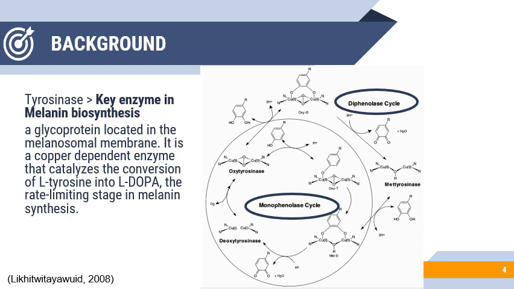It is a copper-dependent enzyme that catalyzes the conversion of L-tyrosine into L-dopa, the rate-limiting stage in melanin synthesis. Its function includes monophenolase and diphenolase activity. It is involved in the biosynthesis of melanin and catalyzes the ortho-hydroxylation of tyrosine or monophenol to dihydroxyphenylalanine or dopa, an O-diphenol, and the oxidation of dopa to dopaquinone or o-quinone. This o-quinone can then be transformed into melanin pigments through a series of enzymatic and non-enzymatic reactions.